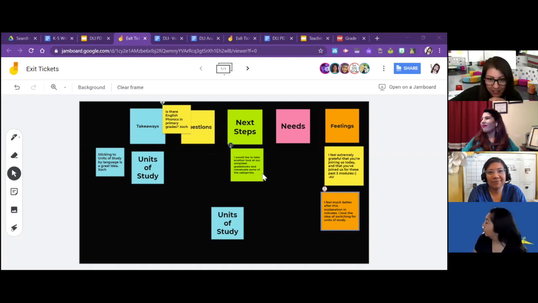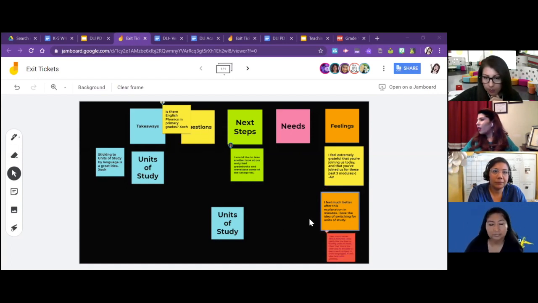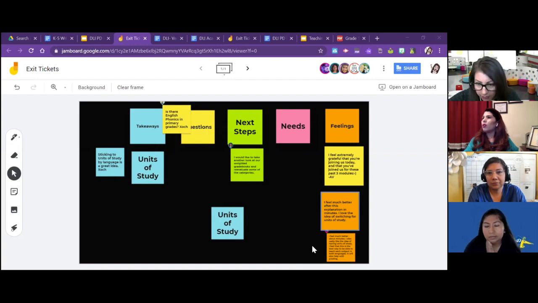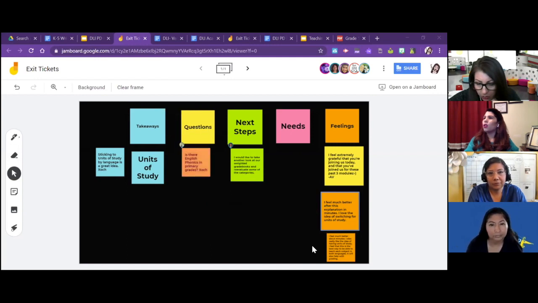All right. Is there anything else that I missed here on this little Padlet? Nope. Oh, there's one. I feel much better about minutes. I also really like the idea of having units of study. I feel that this is the best way to be able to teach each subject in both languages. It will also help with grading.